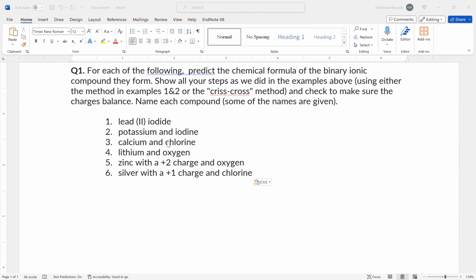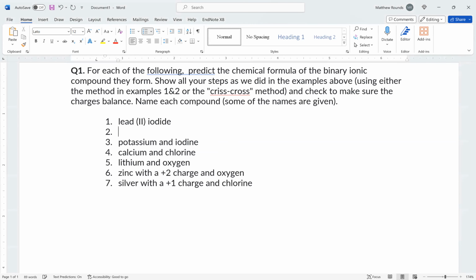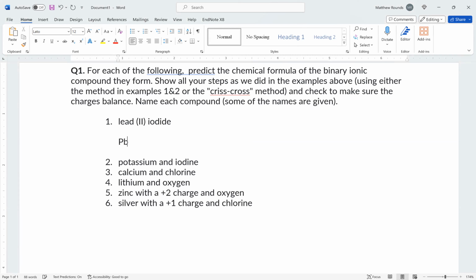I don't really know why they want you to go to all this trouble, but lead(II) means lead is +2, and iodide, could you look up the charge on iodide? The reason I know that lead is 2 is because of that Roman numeral there. So tell me which column iodide is in the periodic table.